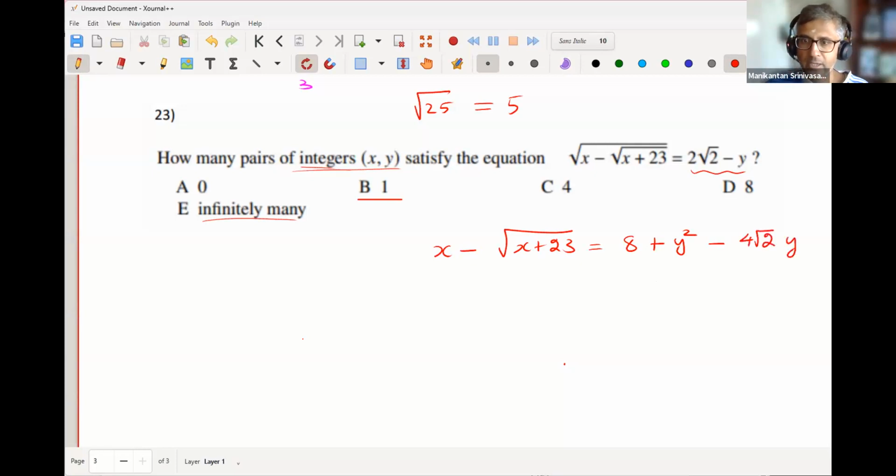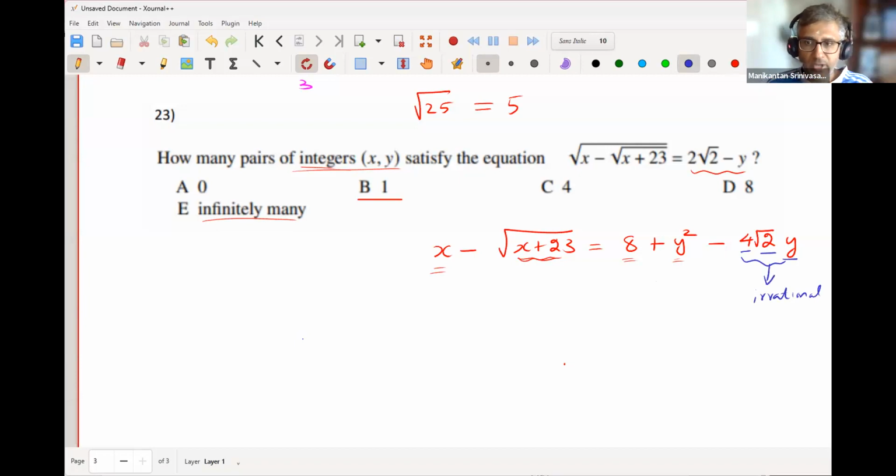Now x and y are given to be integers. So y square is an integer, 8 is an integer, x is an integer. x plus 23 could be a perfect square, resulting in square root of x plus 23 also being an integer. But what about the quantity 4 root 2 times y? 4 is an integer, y is an integer, root 2 is clearly irrational. So this quantity is irrational for sure, unless y is 0. Barring that exceptional case, this quantity is irrational.